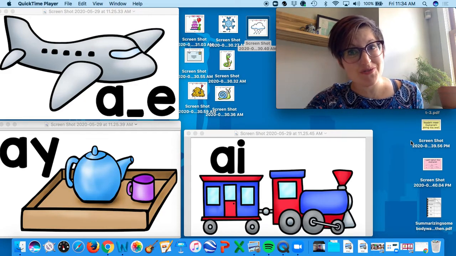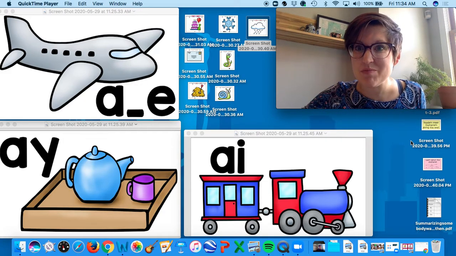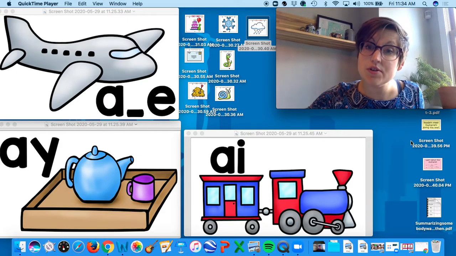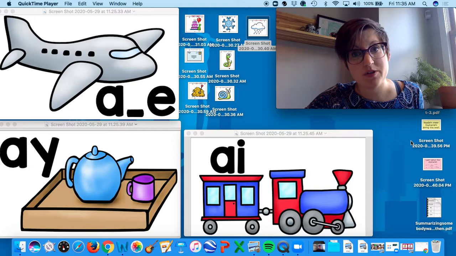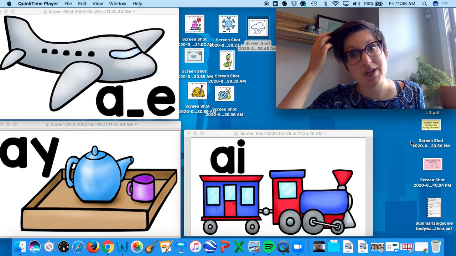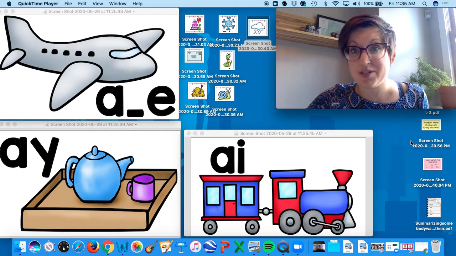As we get close to finishing out our year as first graders and moving on to second grade, I thought it would be helpful if we went back and started to review all the different ways that we've learned to make our long vowel sounds this year. Because as you go into second grade, you're going to be expected to know how to spell and read these words as quickly as possible.